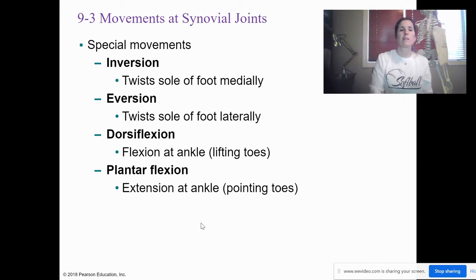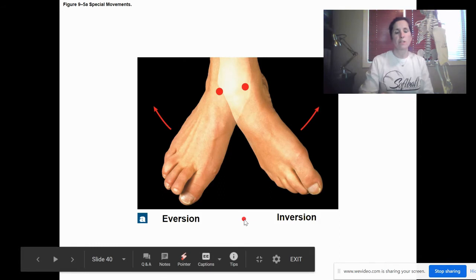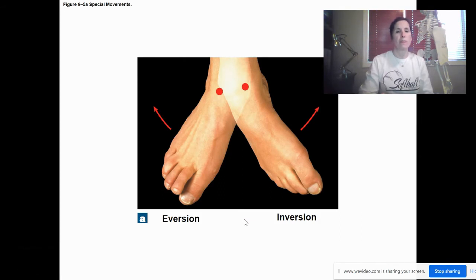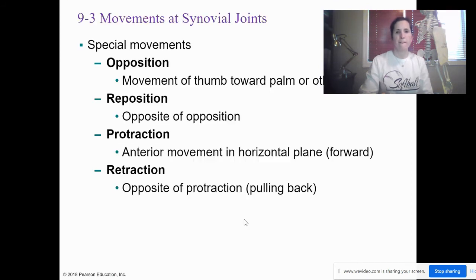Special movements, inversion. This is with your foot, so I'll show you the pictures, but if you have your feet right now on the floor, try to put the medial part inward, like this. Eversion, then try to go out on the outside of your foot, and then dorsiflexion. Right now, bring your toes towards you, and then plantar flexion, you can go up on your toes like a ballerina. So here's the inversion and the eversion, dorsiflexion and plantar flexion.